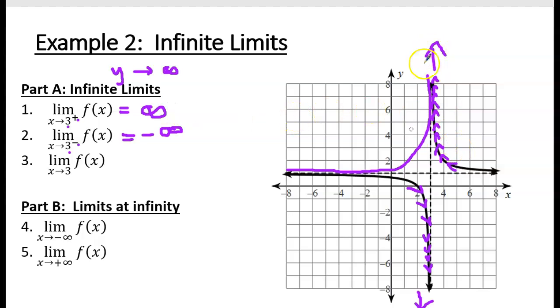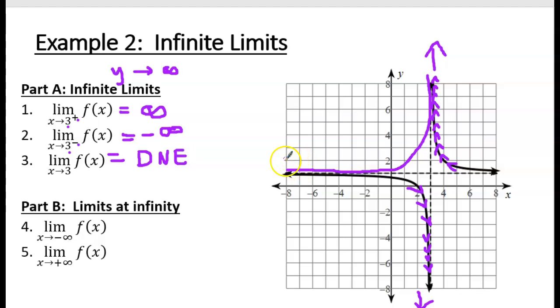If we're going up, that's positive. If we're going down, that's negative. So what's our answer? Well, we learned before that if they were both positive infinity, I could say infinity. Or if they were both negative infinity, I could say the limit is negative infinity. But they're not the same, so in this case we say does not exist.